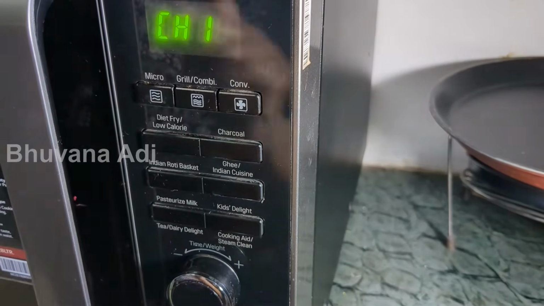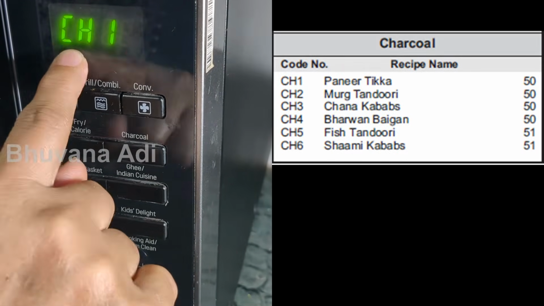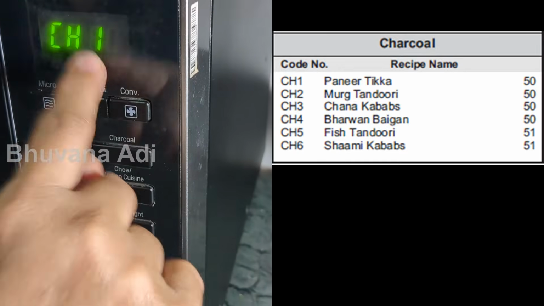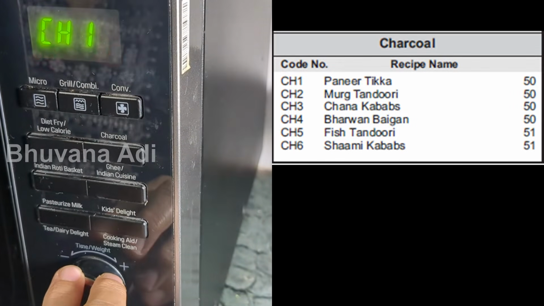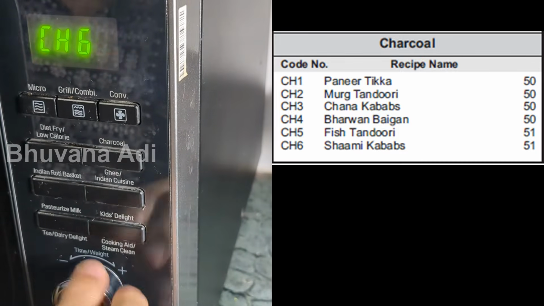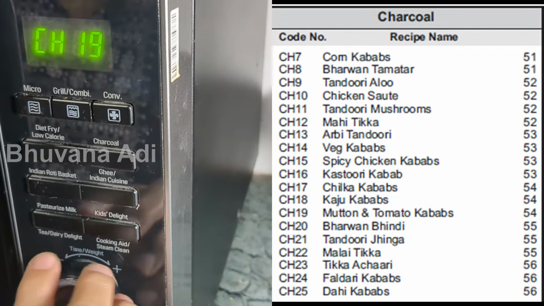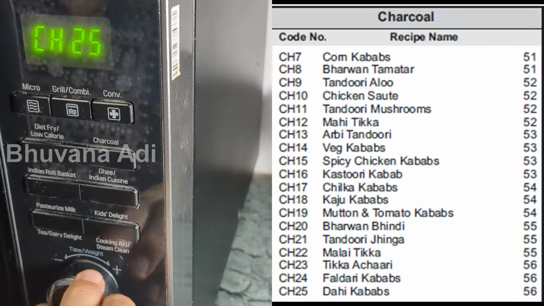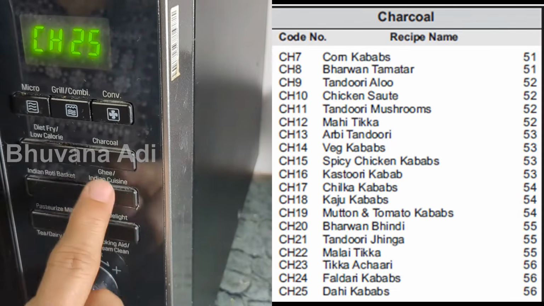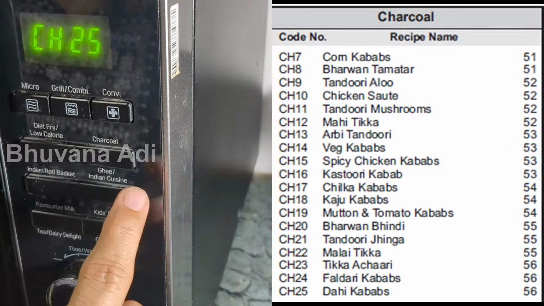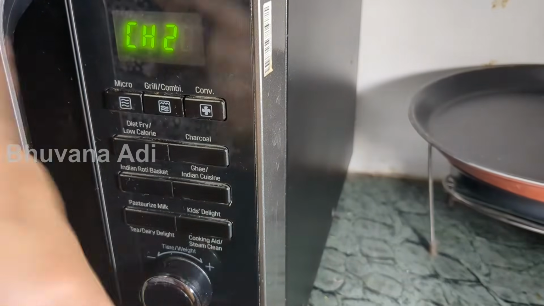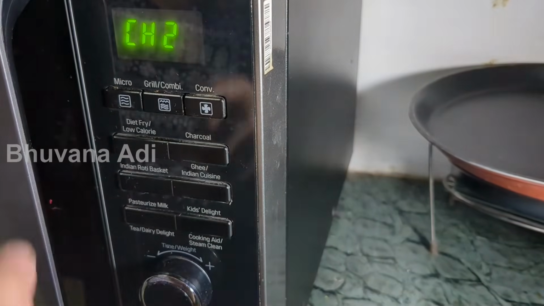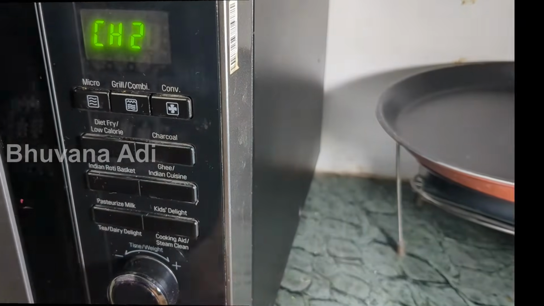If you press this, you get the option CH. You can see CH1, and again the dial is blinking. So you can select the charcoal recipes by turning the dial. It goes up to 25. So there are charcoal recipes from CH1 to CH25. You've got 25 recipes in charcoal. Once you turn again, it will go back to the beginning. So that's all about the charcoal.